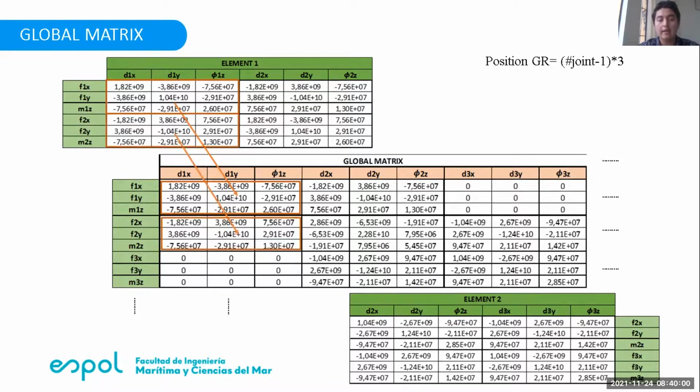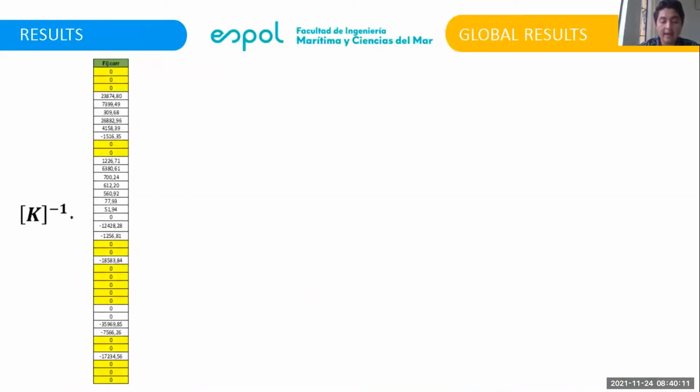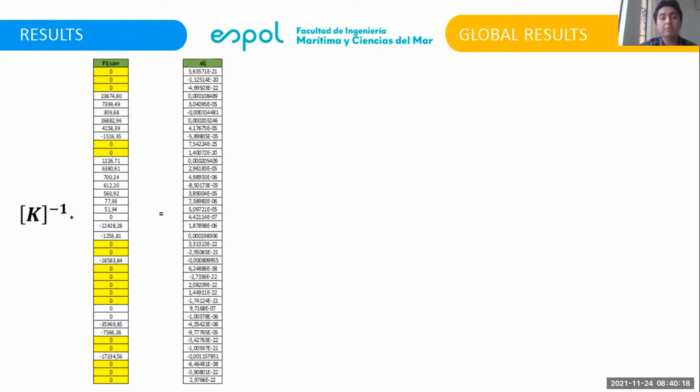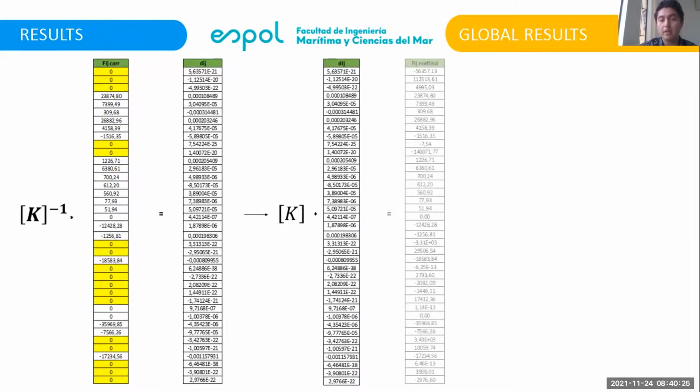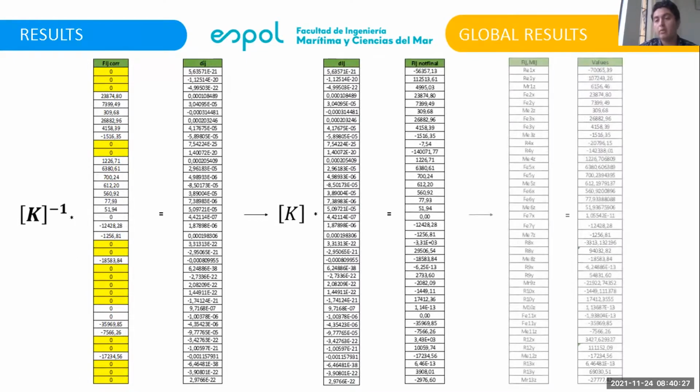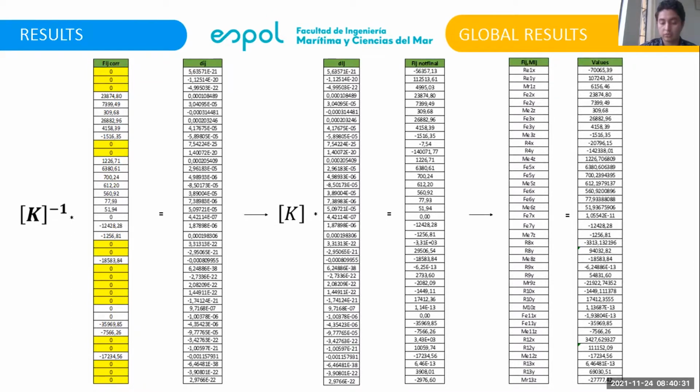Then the idea is to locate all the results in the global matrix in order to obtain the global values of all the structure, as we can see. Then the inverse of the global matrix multiplied by the boundary conditions gives us the global displacement. Then with the global matrix, we can obtain the forces. And finally, we can obtain the values of the reactions of the structure.